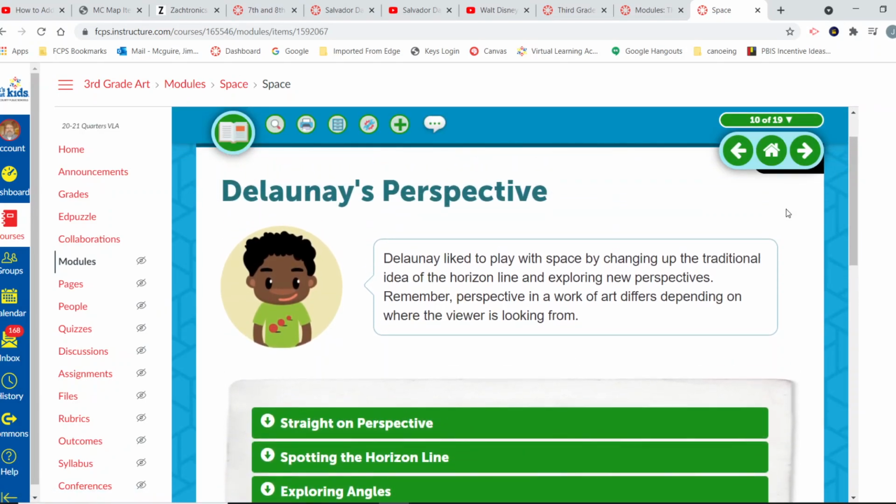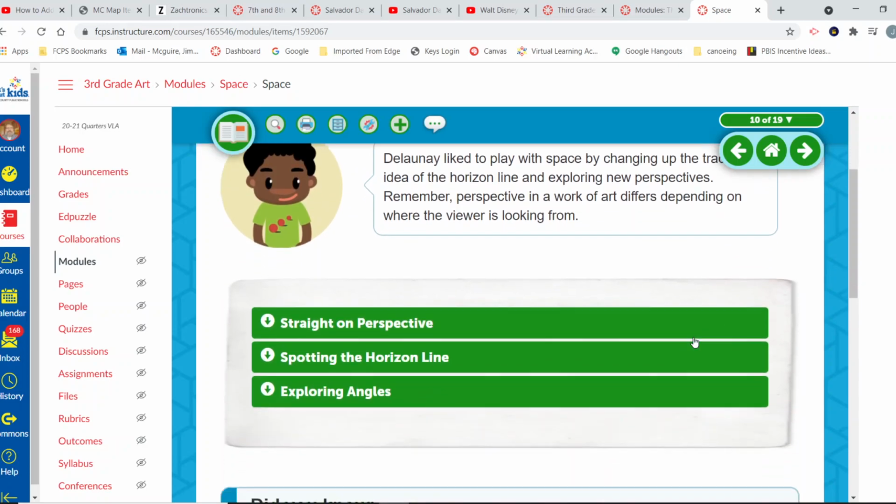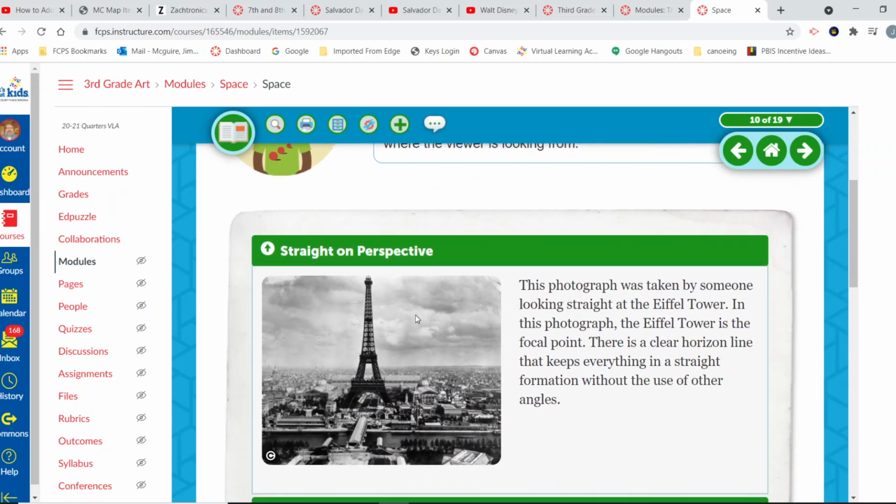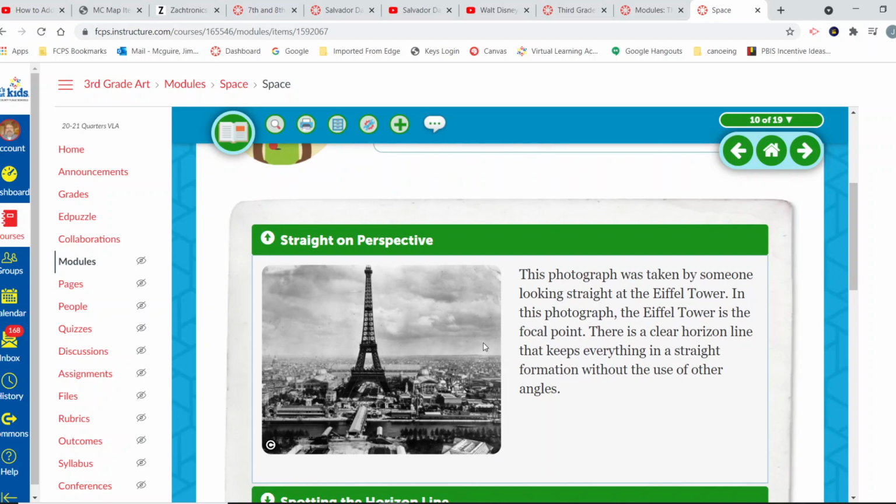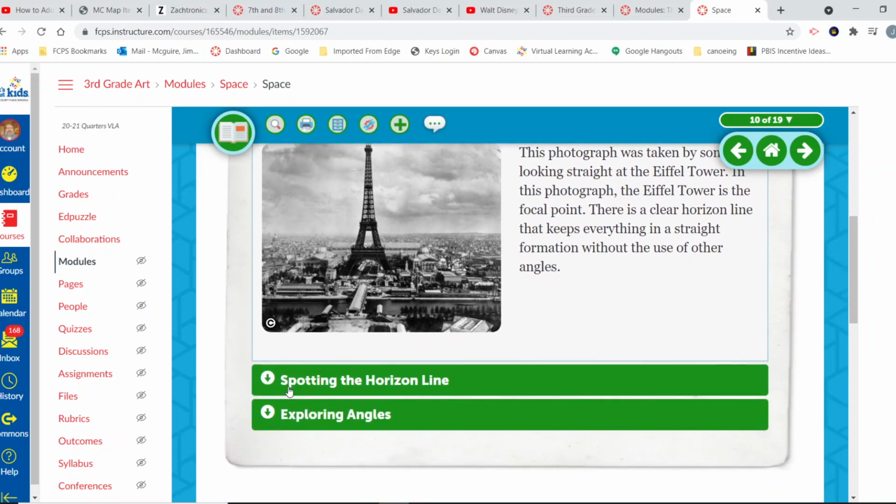So Delaunay used perspective in his works of art, and he used straight-on perspective, what we call single point perspective. The Eiffel Tower here is the focal point in this one, and you can see that there's a horizon line, and all the little lines that go to these buildings would all converge and meet back at a vanishing point on that horizon.